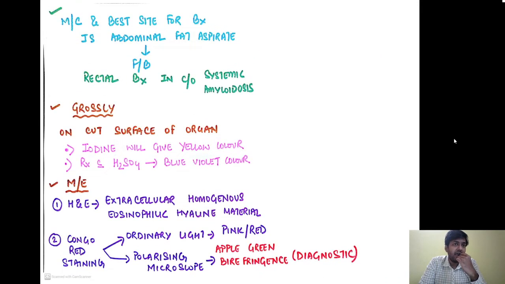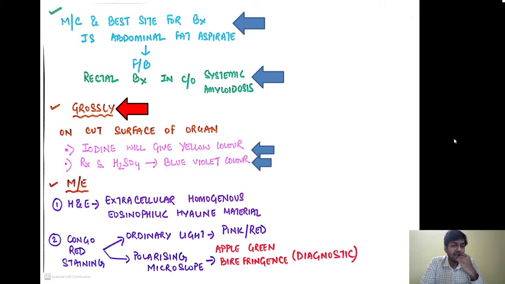Now moving ahead, remember that the most common and the best site for biopsy as of now for screening of amyloidosis is the abdominal fat aspirate, followed by rectal biopsy in case of systemic amyloidosis. So grossly, the cut surface of the organ is pale and waxy in nature, and if you put iodine, it will give a yellowish color in areas of amyloid deposition, and if you treat those areas with sulfuric acid, it is going to give a bluish violet color.